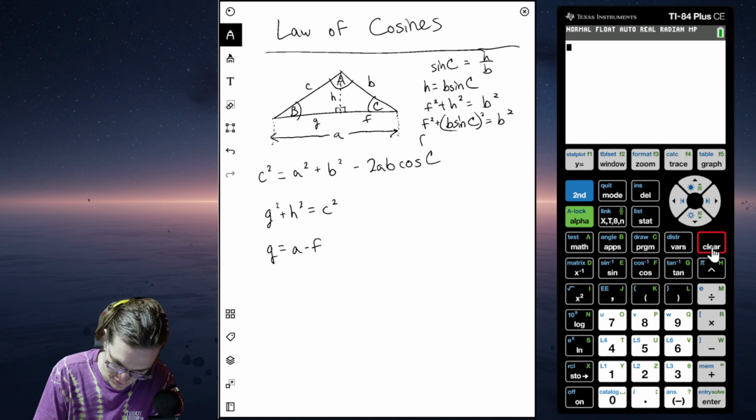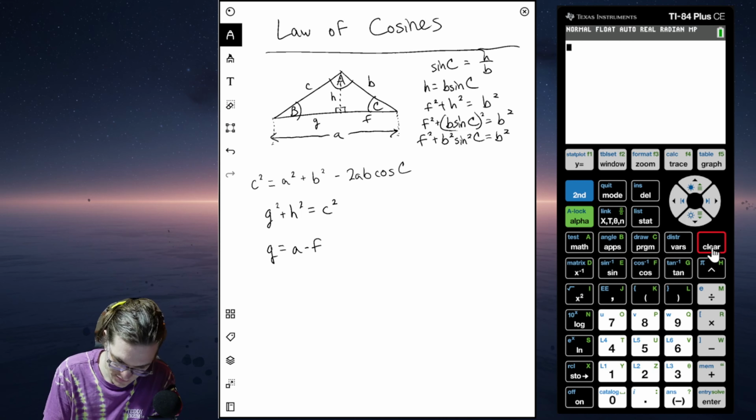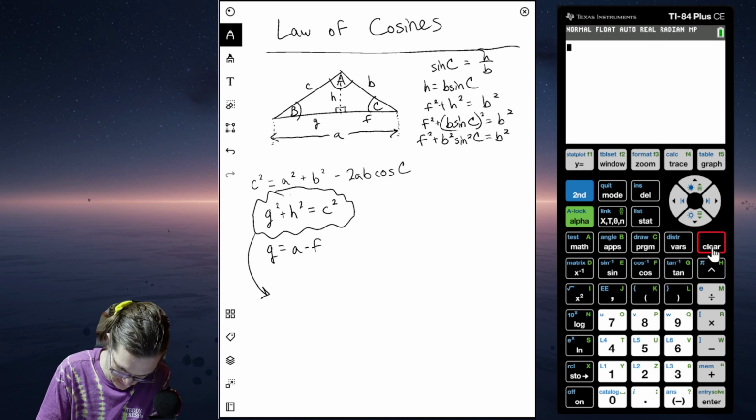If you write it out, distribute the second power. You have that. And so now I'm going to use that to go back and finish writing my Pythagorean theorem based on the left side right triangle there. So g squared, let's rewrite this with the things we know now. G squared is a minus f squared plus h squared.